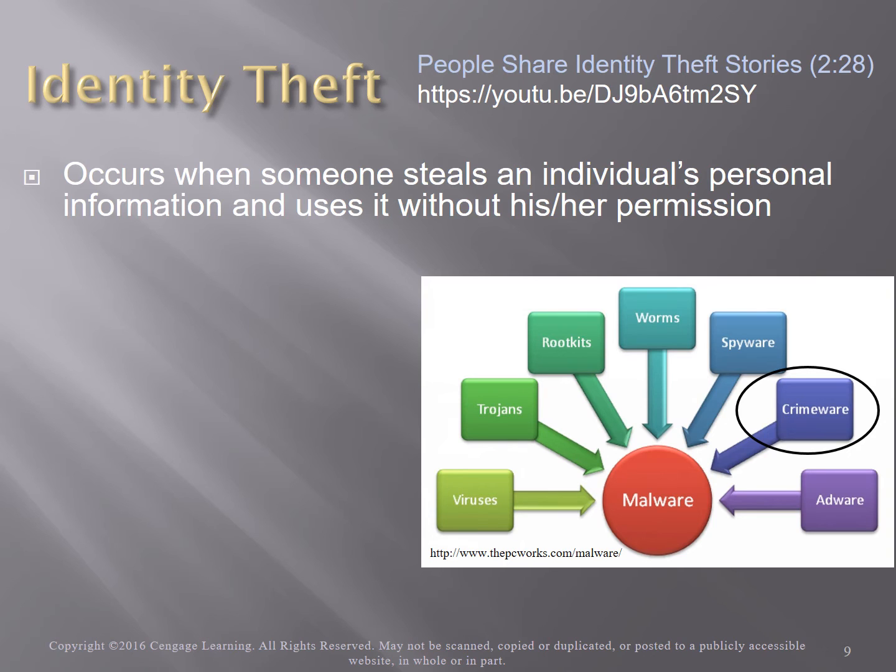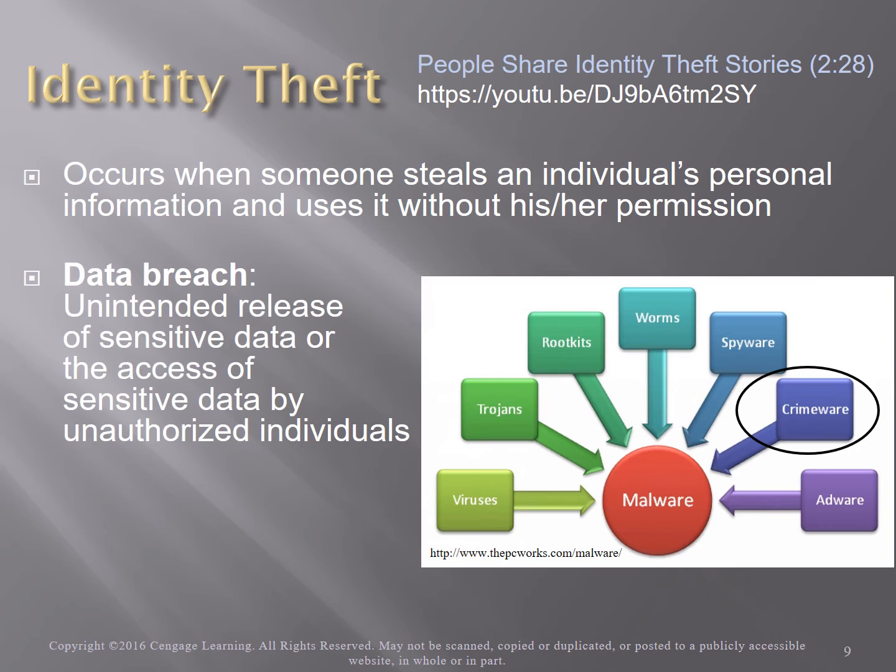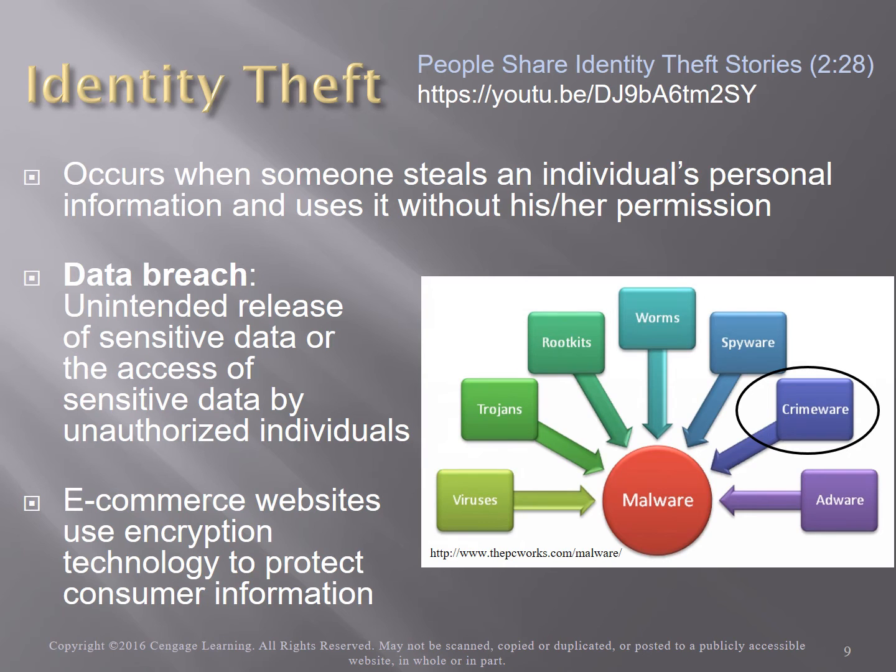This is when someone steals your information and uses it without your permission. A data breach often accompanies this, like happened at Home Depot, like happened at Target. This is where sensitive data is unintentionally released to unauthorized people. Typically, a site that you buy from online will use security HTTPS to try to protect your information, but don't assume that will protect it.